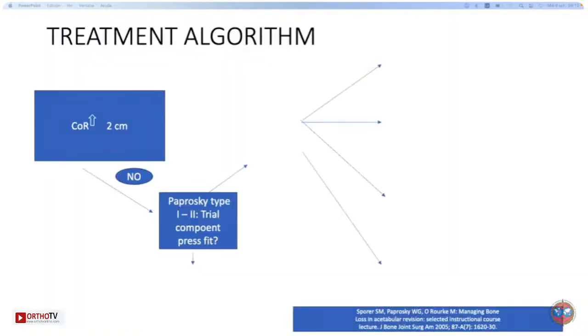In this algorithm to diagnose or manage type 1 or 2 defects with a center of rotation rise less than 2 cm, in case of type 1, we can use a hemispherical cup plus screws and grafting if required.